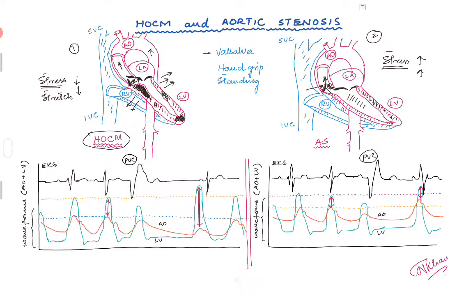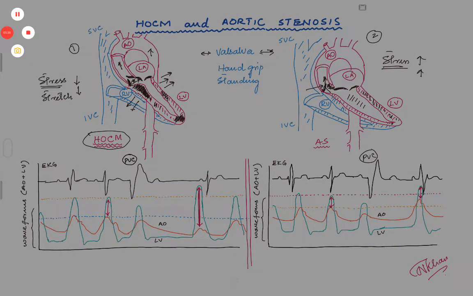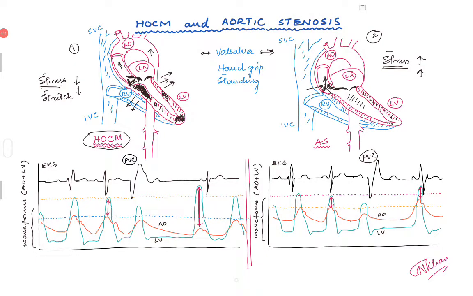So with that, we come to the Valsalva maneuver. We know that in the Valsalva maneuver, you take a deep breath, you hold it, blow against the closed glottis, and then you increase intrathoracic pressure. With that, you also decrease your venous return or the preload. And what it will do with the Valsalva is that there is decreased preload.